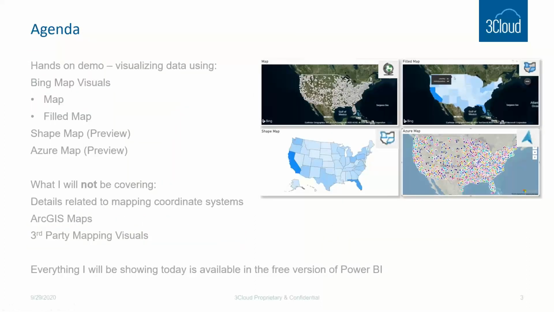So today, I'm going to be covering the 4 main map types that are built into Power BI. I'm going to go over the map and the field map, which are based around the Bing Maps. And then I'm also going to show the shape map and the newly introduced Azure Map. The shape map and Azure Maps are still in preview, so just be aware of that. And I'm going to walk through real quick how to enable those in the Power BI desktop client.